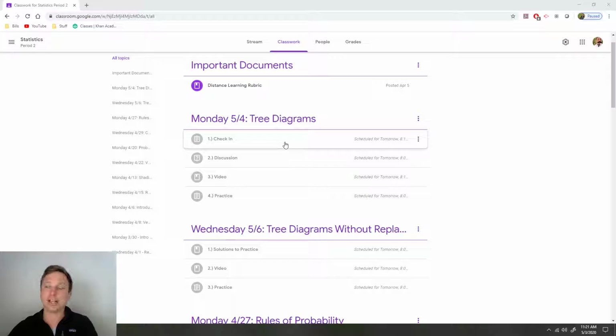So we have a quick check-in, a little different than what we've done with a survey. Then we have a discussion question. I really like this question, hopefully you enjoy it as well. A short video over instruction, and then 2 practice problems. Then on Wednesday, I'll post the solutions to the practice as well. Come back and look for those if you are ahead of the curve on this. Then a short video over just 1 problem without replacement and 1 practice problem.